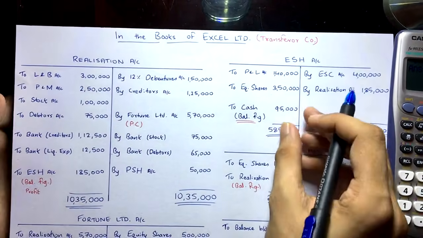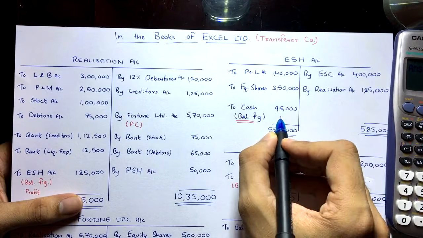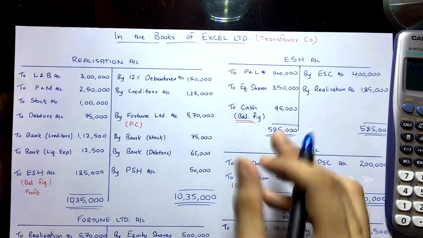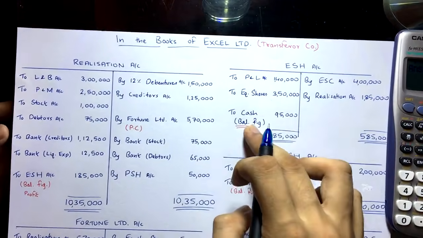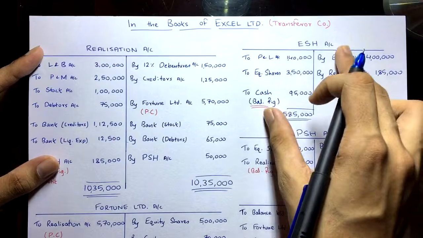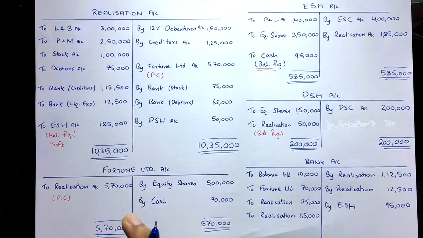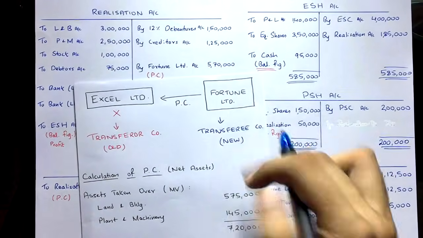Simple. इसमें क्या है, इसमें 70 है और इसमें 25 भी है. Okay, understood? So now this will go to cash account. Balancing figure of equity shareholder account will go to cash account. So now you have to open the transferee account. Transferee Fortune Limited account. किसका account? इसका account, Fortune Limited, Transferee Company account.